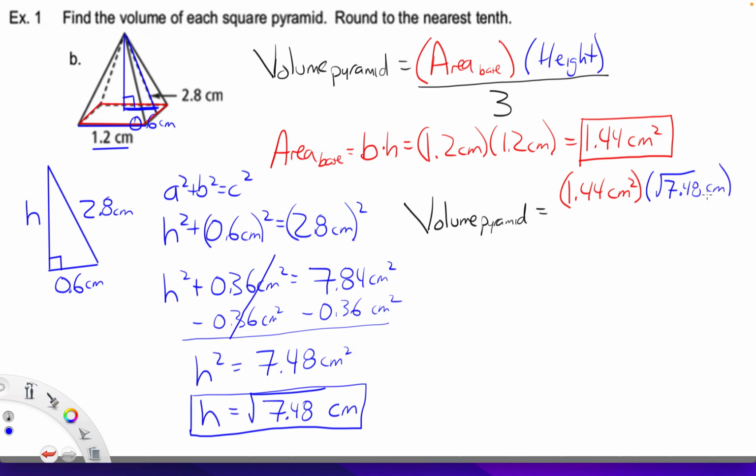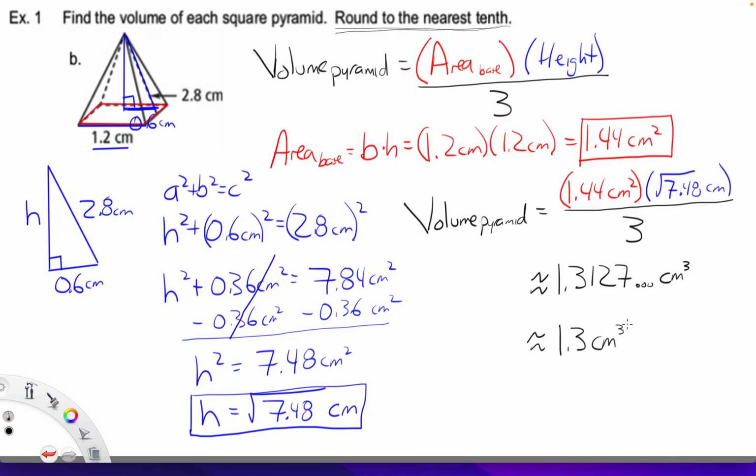It's going to be centimeters. And I'm going to take that whole thing and divide it by 3. When I put it into a calculator, I see that is about equal to 1.3127, and obviously it goes on and on forever. And that, of course, would be centimeters times square centimeters, which would be cubic centimeters. And this problem is asking us to round to the nearest tenth. So this is about equal to 1.3 cubic centimeters.